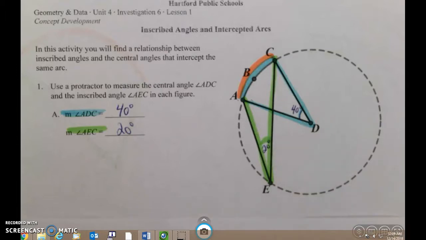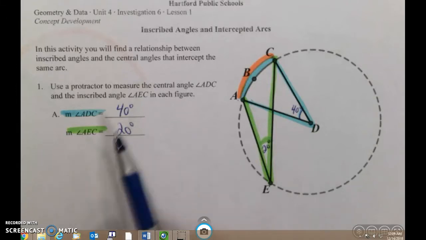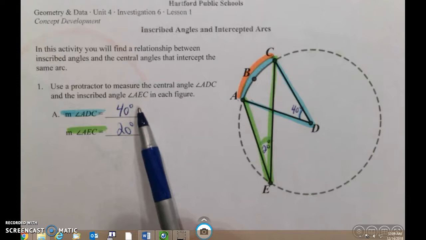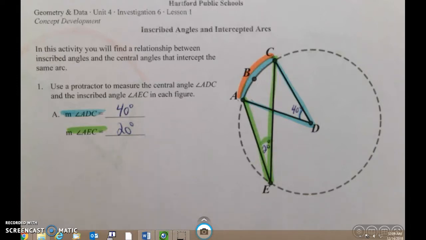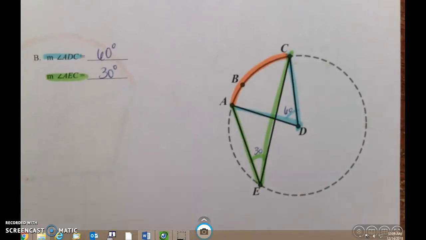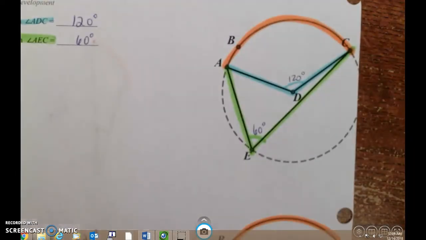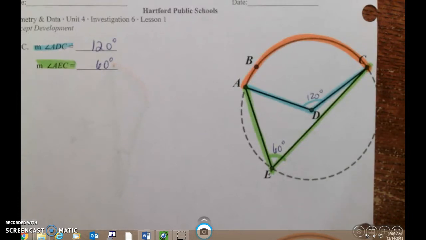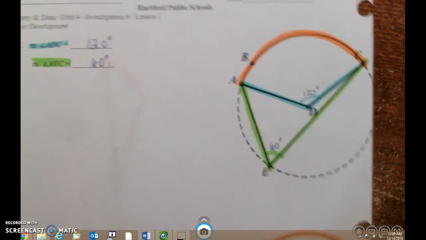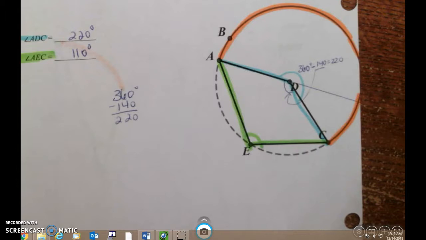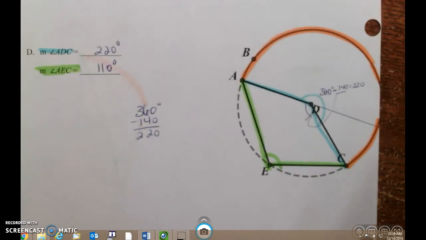Okay, hopefully you took some time to do that. If you take a look at example A, we found the central angle was 40 and the inscribed angle was 20. For example B, I had 60 and 30. Example C, 120 and 60. Feel free to pause this video at any time or rewind it if you need to watch again. Example D, and lastly, example E.